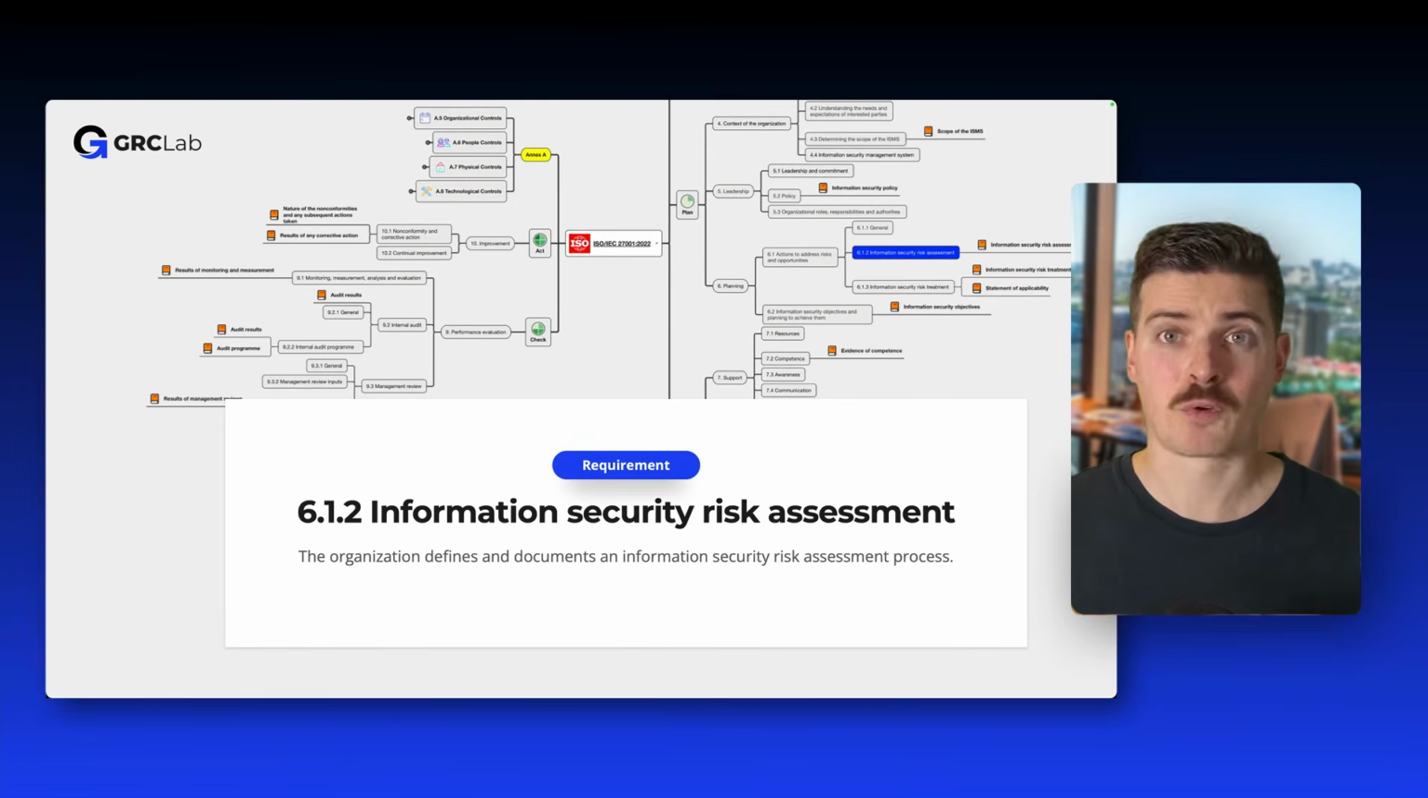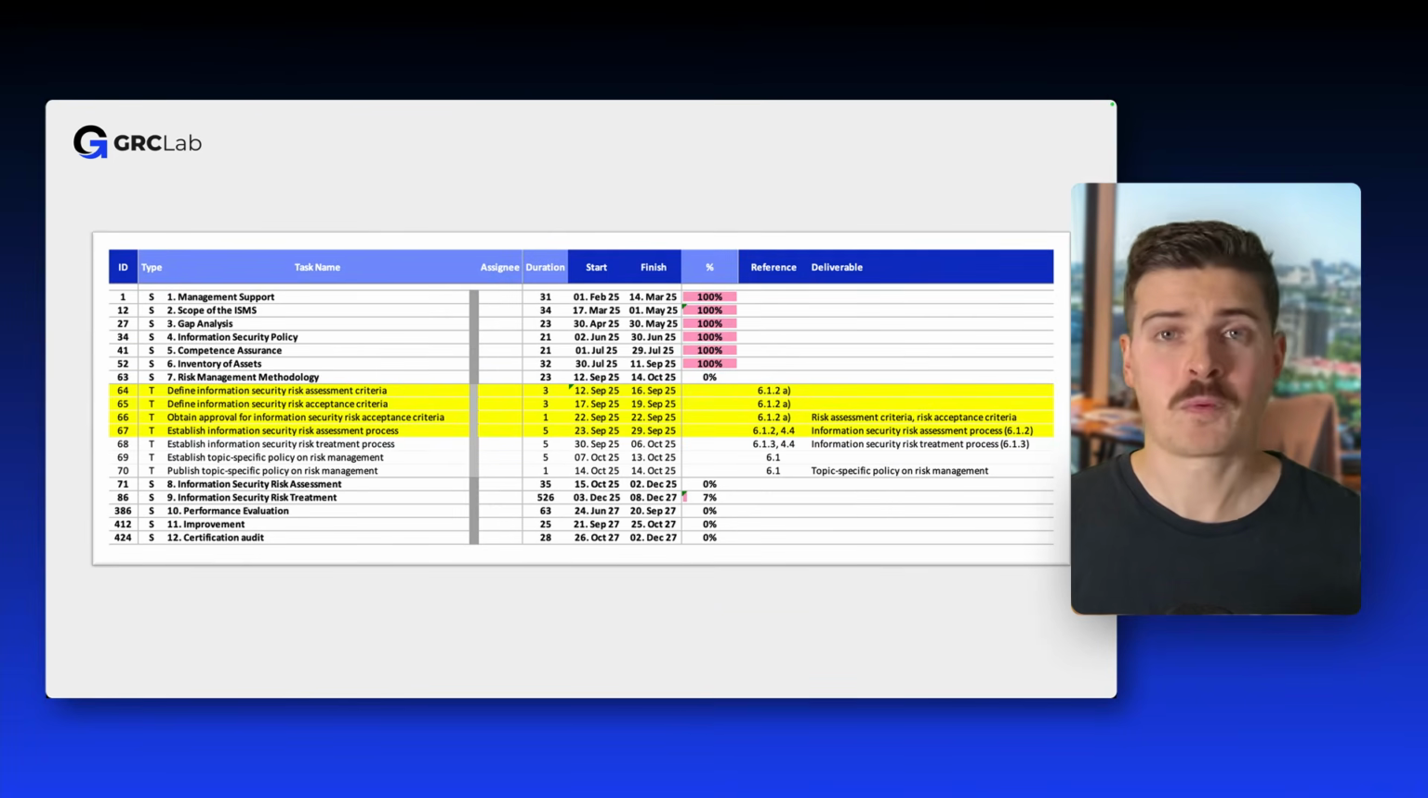And this takes us to the requirements of Clause 6.102. As an organization, you have to define and document an information security risk assessment process. So in simple terms, 6.102 is about deciding how you'll do it, and 8.2 is about actually doing it. Now, the requirements of this clause directly relate to the highlighted tasks in our project plan.